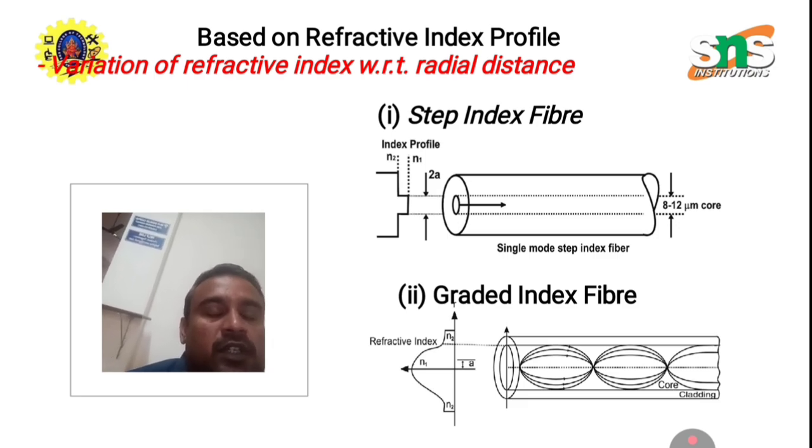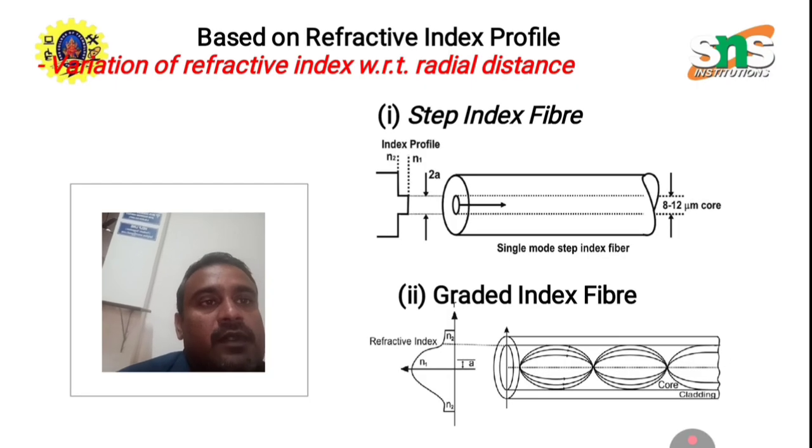So there are two different types of step index fiber: single mode step index fiber and multi-mode step index fiber. Graded index fiber is available only as multi-mode graded index fiber. Light passes through the fiber, for example in a wave pattern. These diagrams also show the single mode step index fiber and the multi-mode graded index fiber.